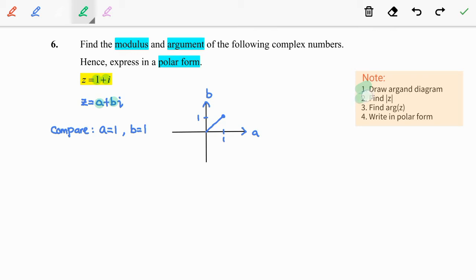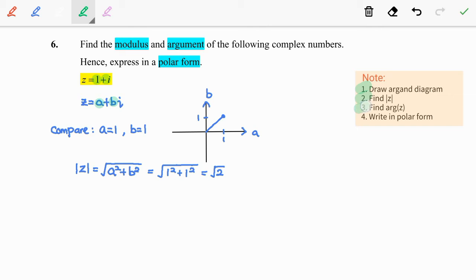Step 2. Find the modulus of z. Modulus of z is equal to square root of a squared plus b squared. So by substituting the values of a and b into the formula, we have square root of 1 squared plus 1 squared, and this is equal to square root 2.